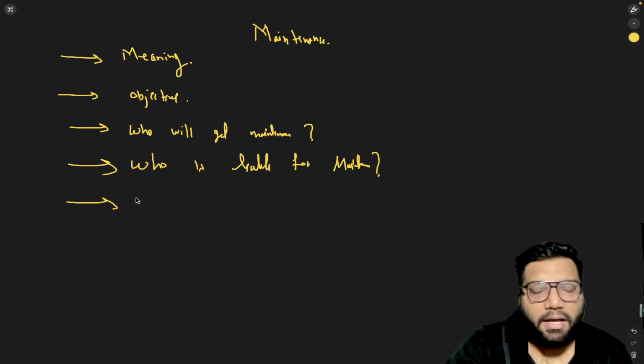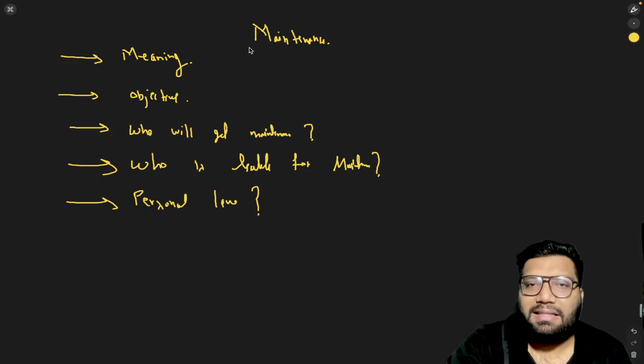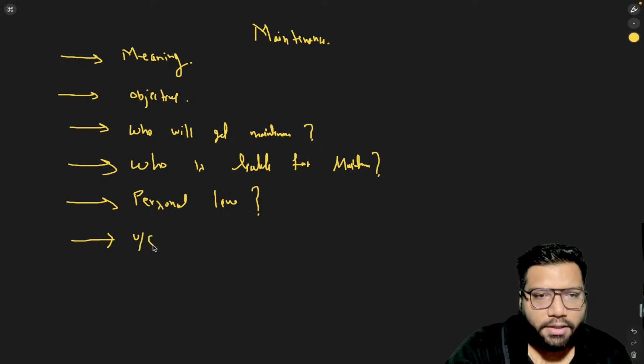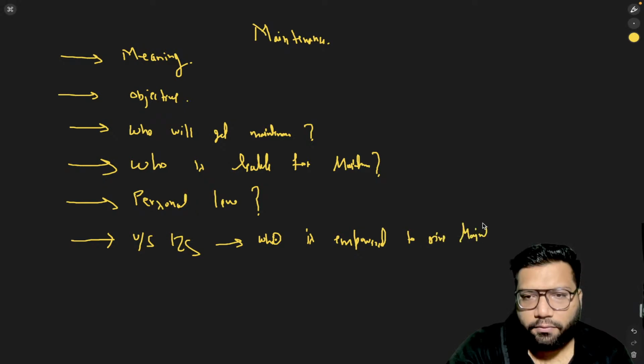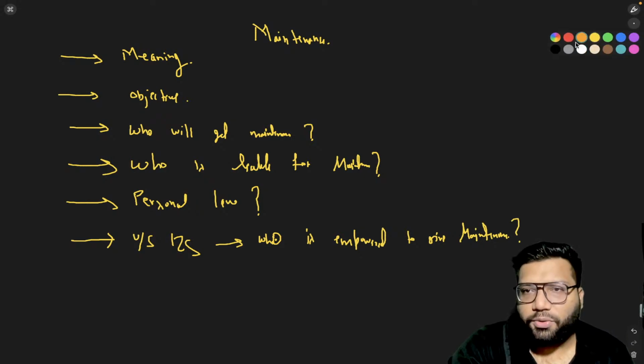Now coming to the next question: what is the relationship in relation to the personal law? Maintenance is one of the topics of personal law, so why is it a part of CRPC? Under section 125, who is empowered to give maintenance? So let's first answer all these questions, and after that we will start with the next ones.